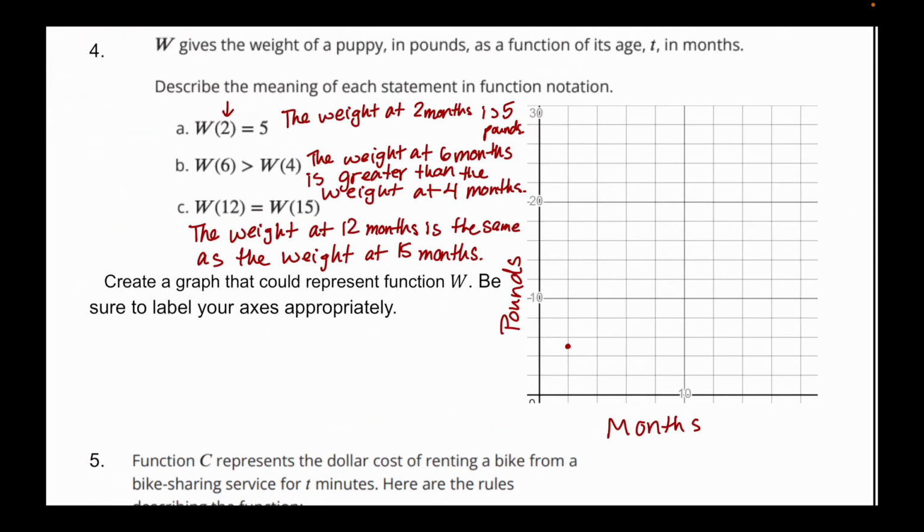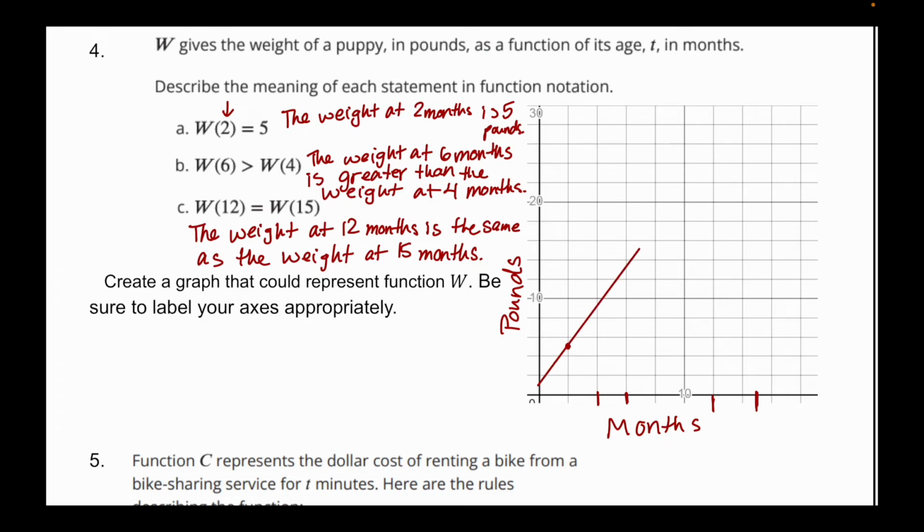So 12 months would be here. 13, 14, 15 would be here. So we're going to make sure that those are equal. And then we have 1, 2, 3, 4 months and 6 months. We just need to make sure the puppy's increasing in weight. Okay, I am not going to start this necessarily at 0 because the puppy is going to weigh something when it's born, but we're going to start it slightly above 0.